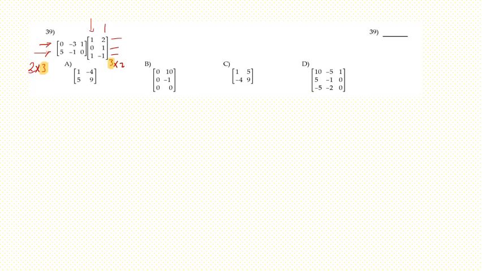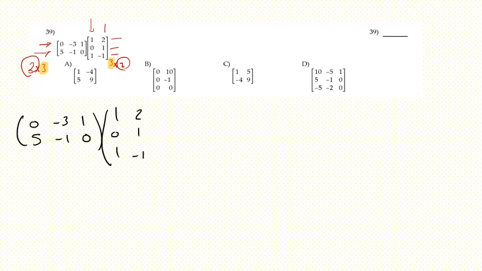And what's the answer? 2 by 2. Again, if it's not the same number, you can't multiply them. So now I know that when I multiply 0, negative 3, 1, 5, negative 1, 0, by 1, 2, 0, 1, 1, negative 1, it gives me a 2 by 2 matrix. Where did I get 2 by 2 from? From these two numbers.